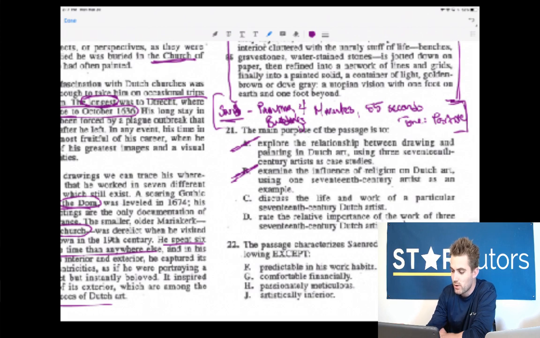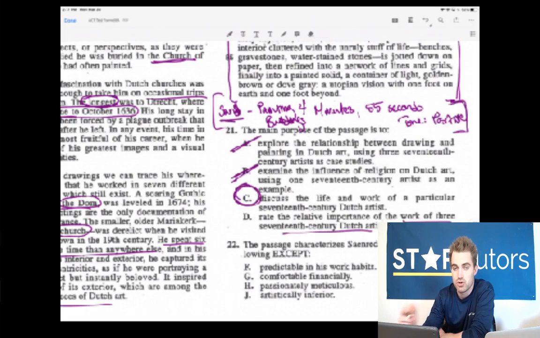See, this is rate the work of 3 17th century Dutch artists. That's such an easy one to choose. D is such an easy answer choice to choose. I would bet anything, and we'll look at the answers after this, that the answer is C to this question, because it's not about the other three. But if you read the first paragraph and the last paragraph only, you'll pick D every time.